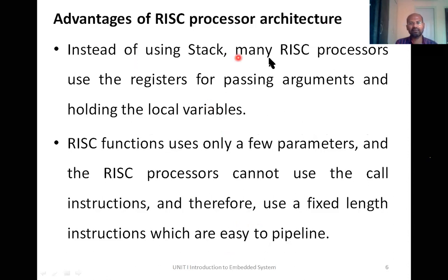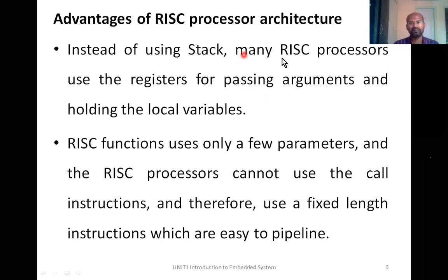Instead of using a stack, many RISC processors use registers for passing arguments and holding local variables. If you want to store intermediate results, say we are executing some complex algorithm, in between we often get intermediate results. For example, if you are performing multiplication, we get some intermediate results. We write them somewhere on paper, and those results are used later on. The same thing happens in the processor also.